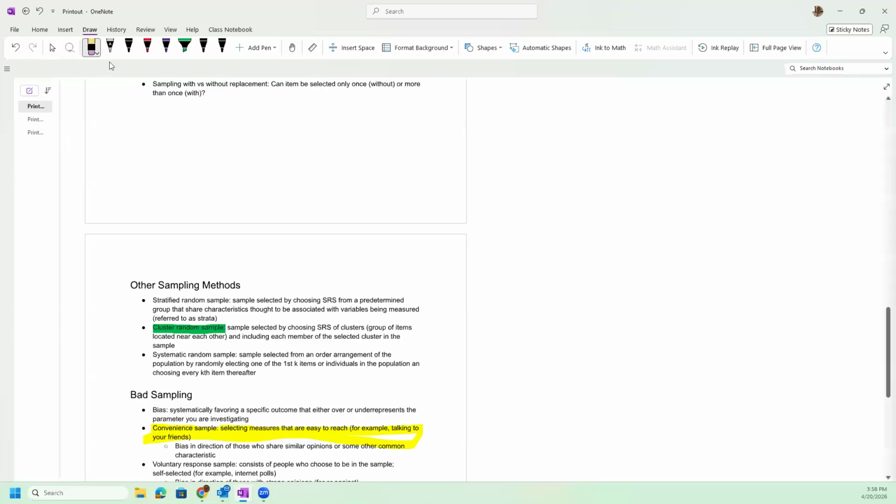So why do we do clusters? The reason we do clusters is because they're easier. Honest to God, that's the answer for why we do cluster samples. They're easier. It's a random process, but it's an easier random process. So that's what he did. He did a cluster random sample.